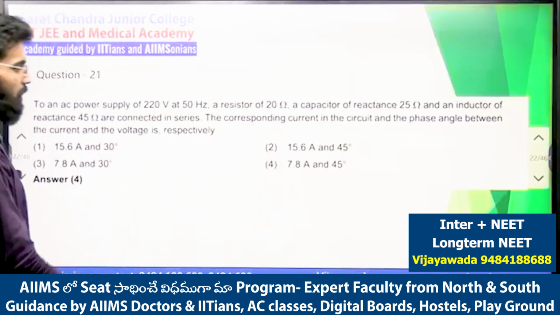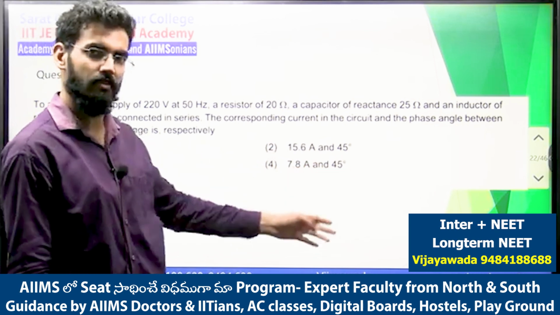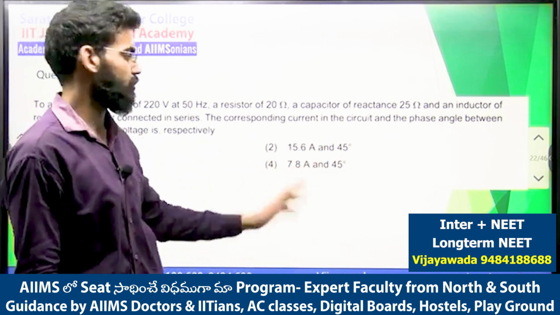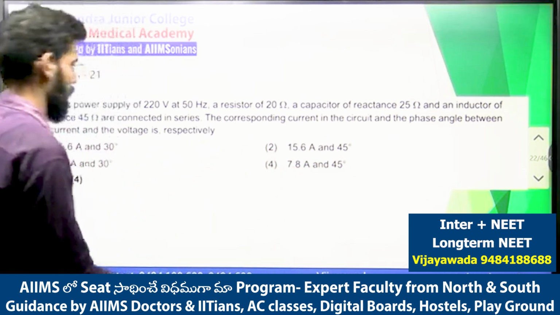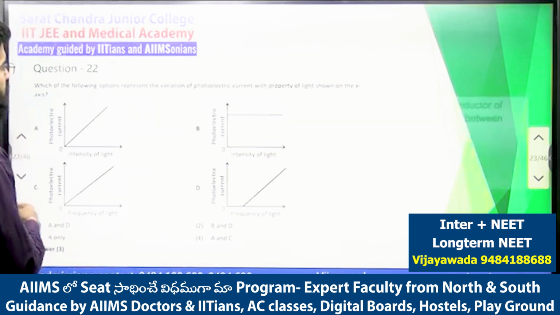Okay, directly 45, either second or fourth will match. So 11 by root 2 means greater than one quantity in denominator, so decrease. So fourth option. That's it. I don't have to even calculate whether 7.8 exactly will come or not.